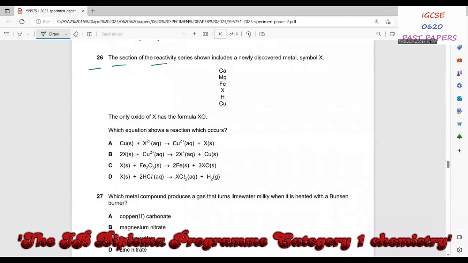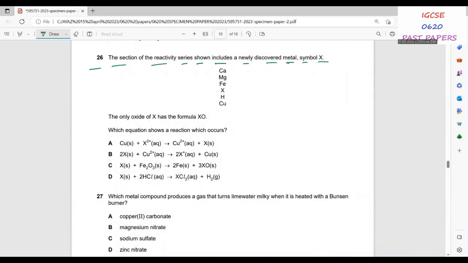26. The section of the reactivity series shown includes a newly discovered metal with the symbol X. So we have calcium, magnesium, iron, X, H, and Cu. H is not a metal. The only oxide of X has a formula XO, which means it carries an X 2+ charge in it. Which equation shows a reaction which occurs? A.